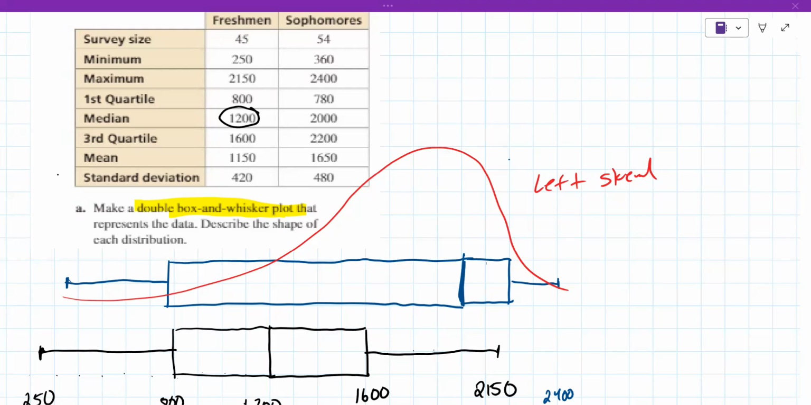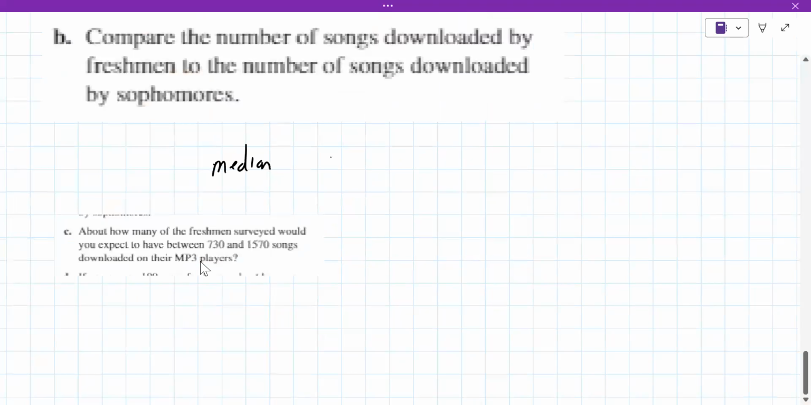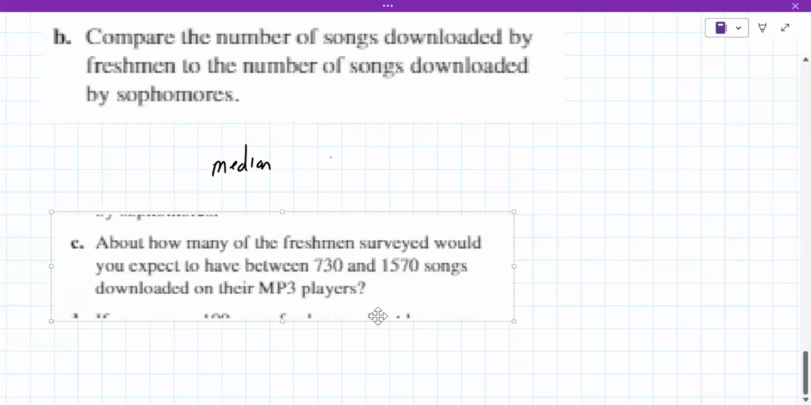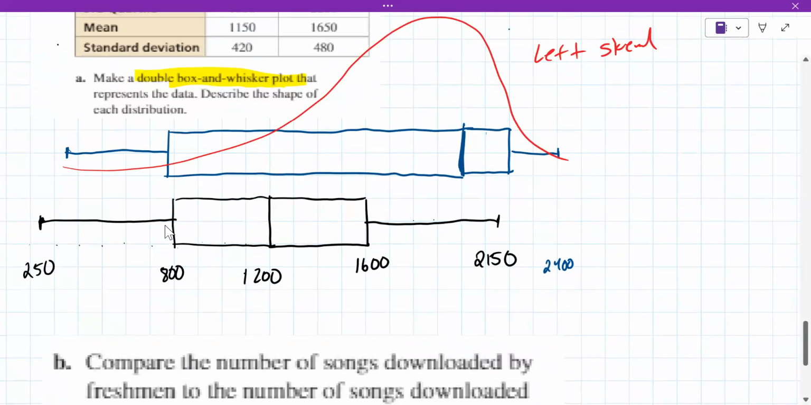All right, so let's move on to the next question. Let's see part C. About how many of the freshmen surveyed would you expect to have between 730 and 1570 songs downloaded on their MP3 player? If we go back and look at the freshmen, that's the black one.